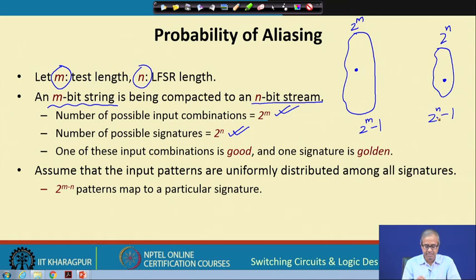Okay. Now, assuming that the input patterns, which are a much larger set, are uniformly distributed among the signatures, how many input patterns will map to each signature? 2 to the power m divided by 2 to the power n, which comes to 2 to the power m minus n. So, 2 to the power m minus n patterns map to a particular signature in the LFSR. Just remember this.